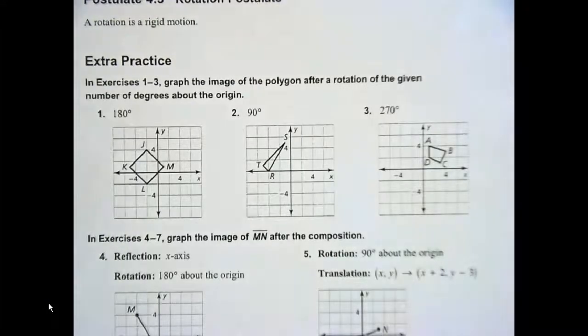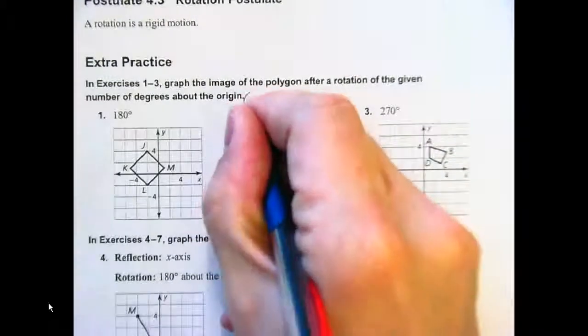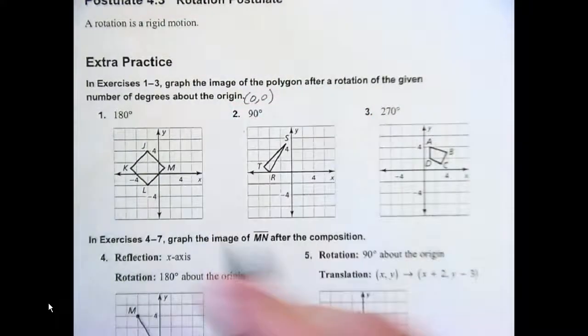Okay. So, graph the image of the polygon after rotation the given number of degrees about the origin. Where's the origin? Jeremiah, where's the origin? In the middle? What's the middle? Good, 0, 0. Okay, so I'm rotating about this point.